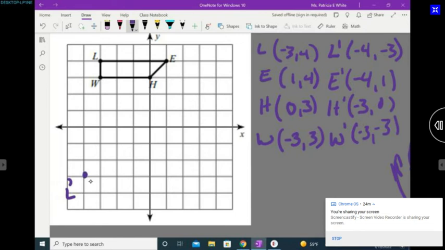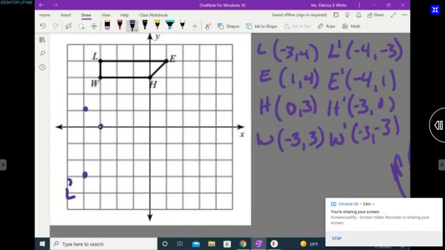Now think about it. The orientation is changing, right? So my shape is long ways on its side. When it moves, it should turn. What about E? -4, 1. Left 4, up 1. From 1 to 2, what about H? There you go. H.